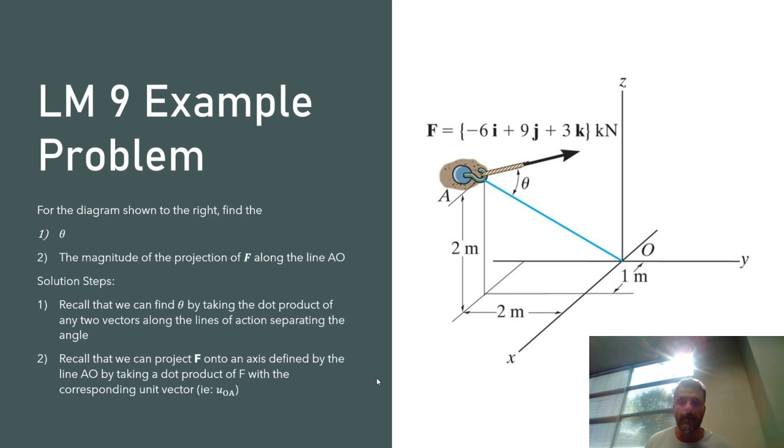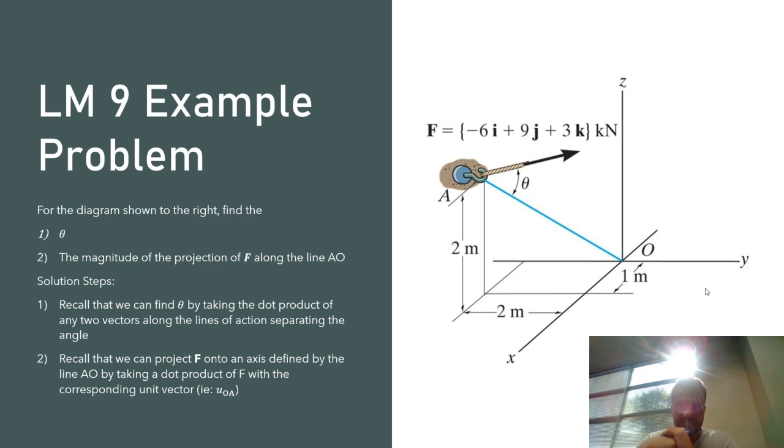So let's look at an actual example of this from the text. Say we were given an expression for a force vector in rectangular components. As shown here, this is a force that a cable is exerting on a hook. It has an x component of -6, a y component of 9, and a z component of 3, in units of kilonewtons. Say there was some arbitrary axis drawn from point A to the origin, and we wanted to determine the planar angle between the line of action of this force and the axis running from A to the origin, along with the magnitude of the projection of F onto the line AO, where AO denotes from point A to the origin.